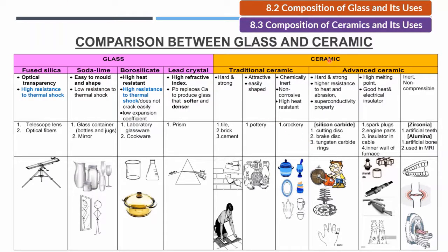Ceramic can be categorized into 2 groups. One is traditional ceramic, another one is advanced ceramic. For traditional ceramic, normally they are used to make tile, brick, and cement because of their property hard and strong. They also can be made as pottery because they are attractive and easily shaped. Traditional ceramic also can be made as crockery because they are chemically inert, non-corrosive, and high heat resistant.